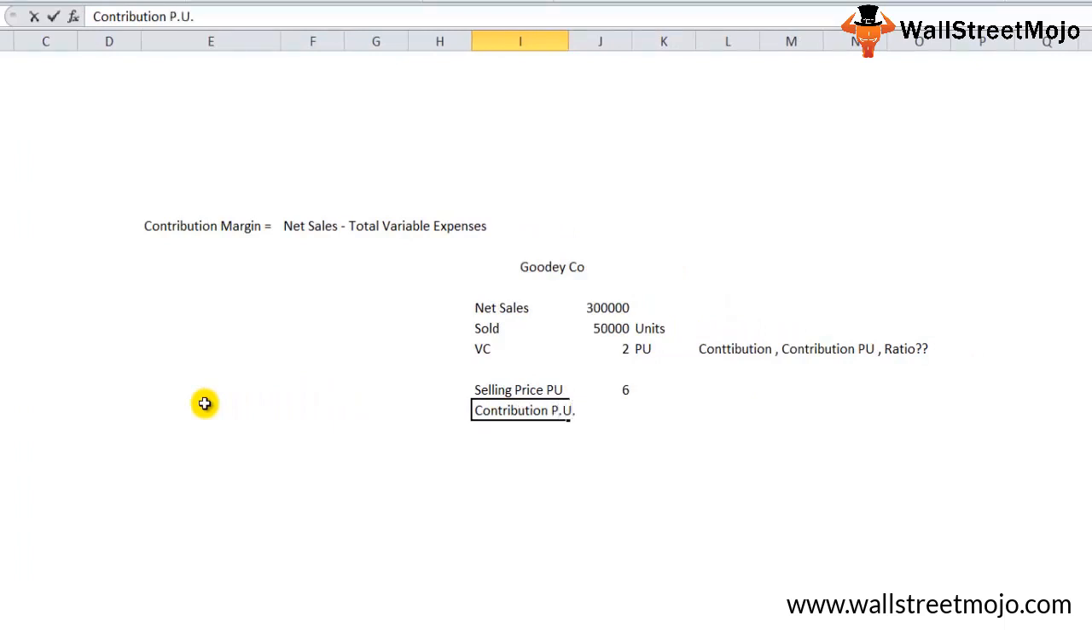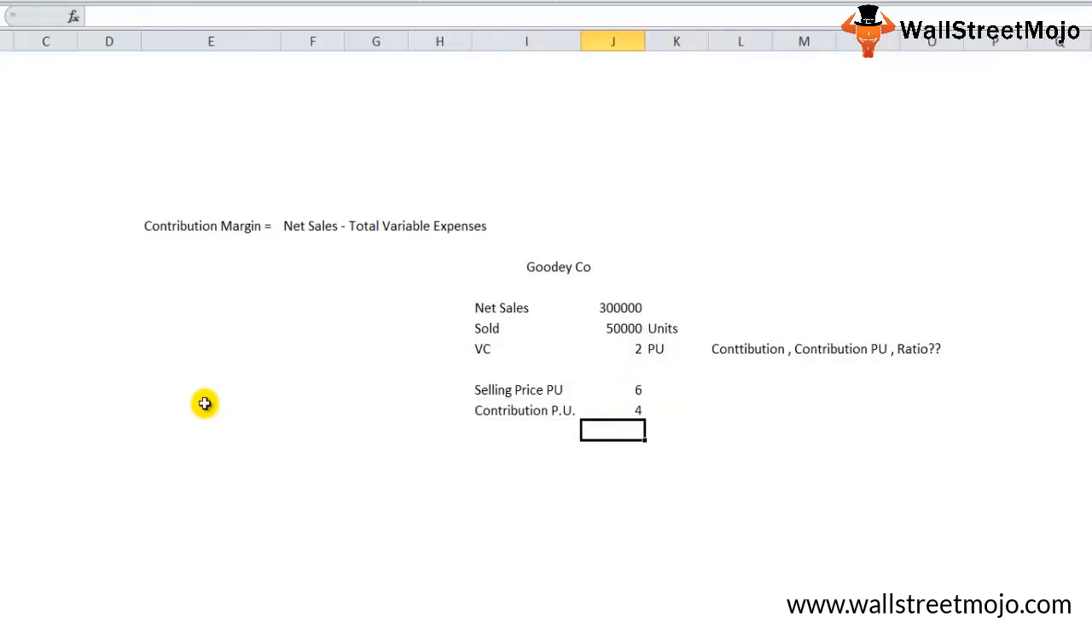Okay, so contribution per unit would be the selling price, which we just calculated as 6, less the variable cost. So the contribution per unit is 6 minus 4. Now let's find the contribution. That is equal to the contribution per unit times the number of units. As simple as that. So the contribution is $2 lakh.